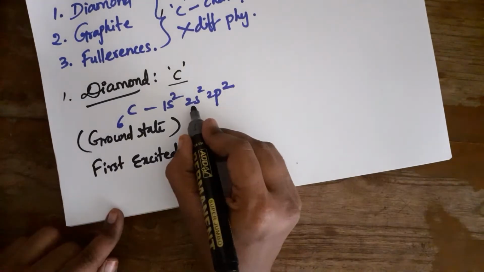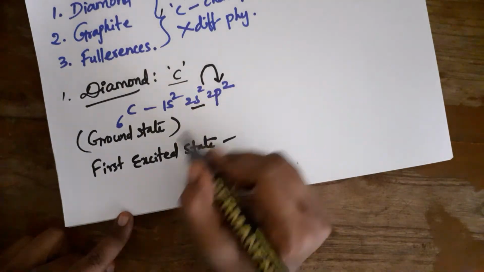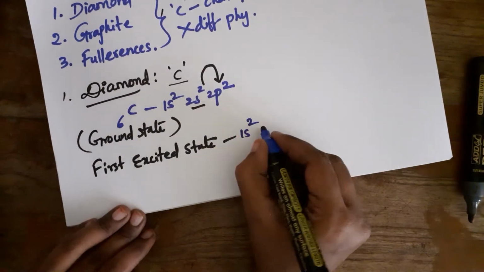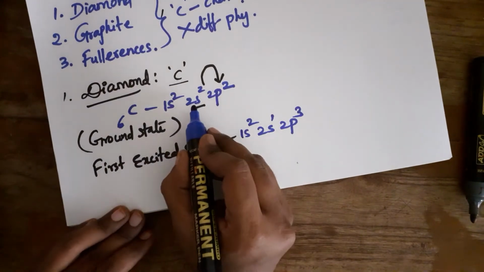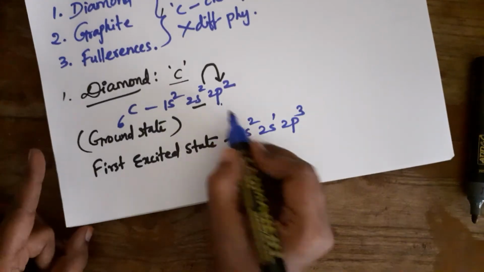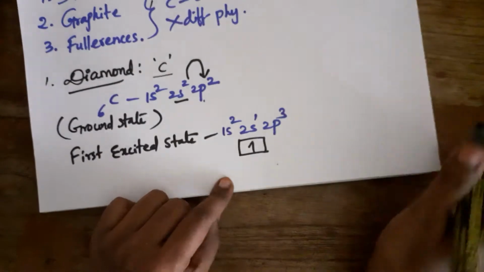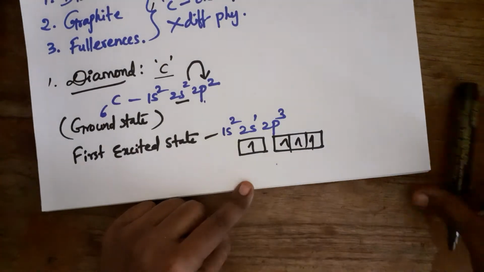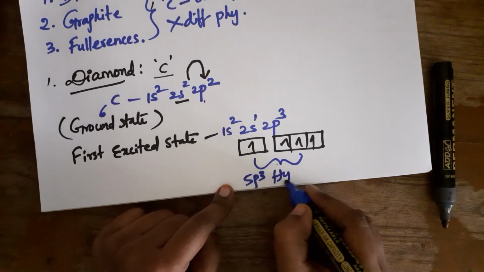See, one of the 2s electrons can jump into the 2p orbital. In the first excited state, the electron configuration becomes 1s2, 2s1, 2p3. Here one of the s electrons jumps into the p orbital, so the p orbital has 3 and the s orbital has 1. The s orbital contains only one electron, and the p orbitals contain 1, 2, 3 electrons, and this will be involved in sp3 hybridization.